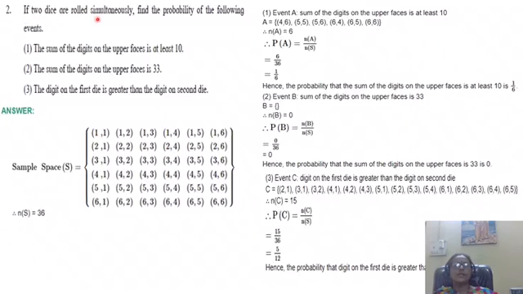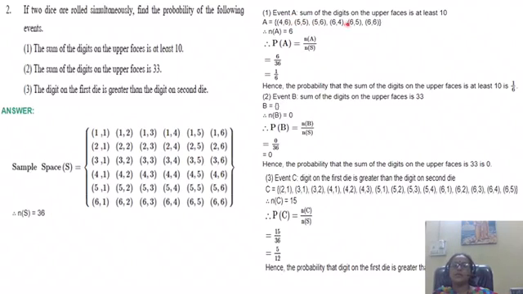If 2 dice are rolled simultaneously, find the probability of the following events. 3 events are given. Study one by one. The sample space is (1,1), (1,2), ... (1,6), (2,1), ... (2,6), (3,1), ... (3,6), (4,1), ... (4,6), (5,1), ... (5,6), (6,1), ... (6,6). There are a total of 36 elements in N of S.